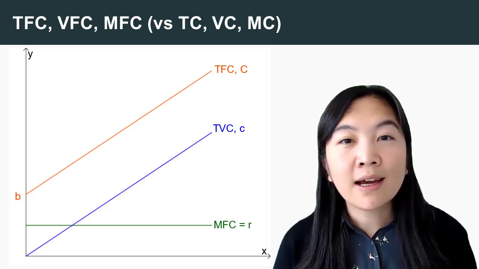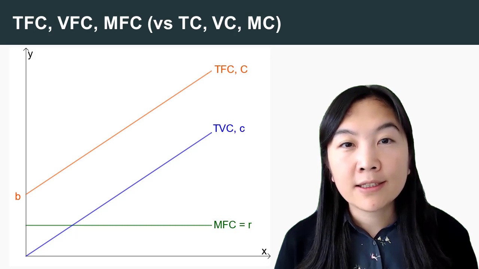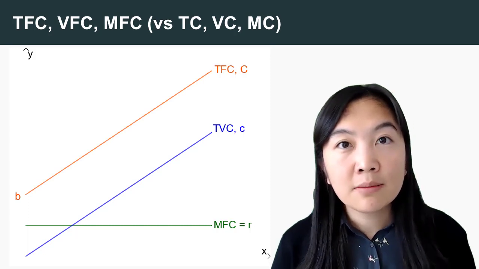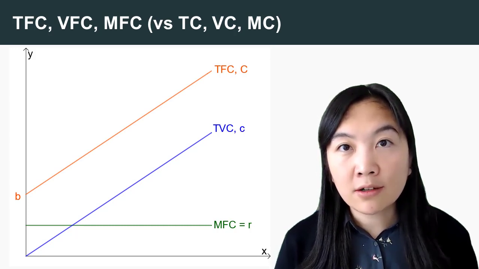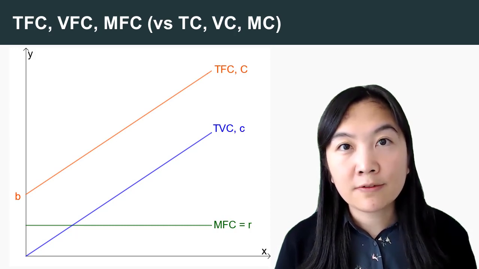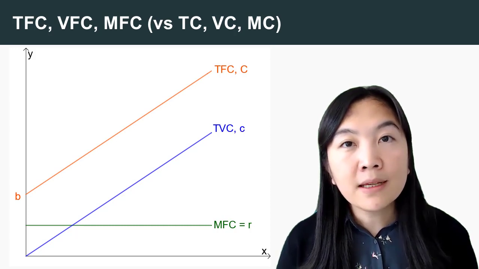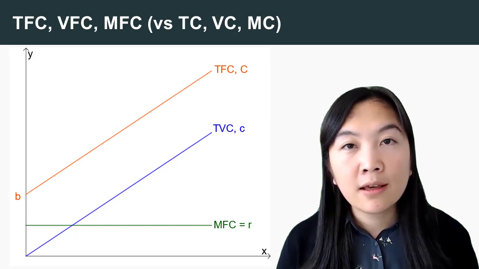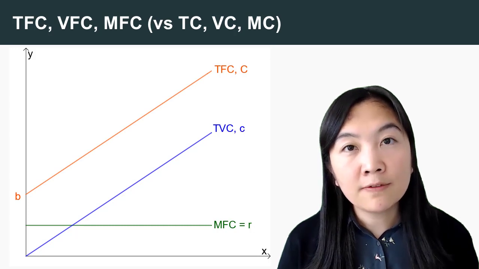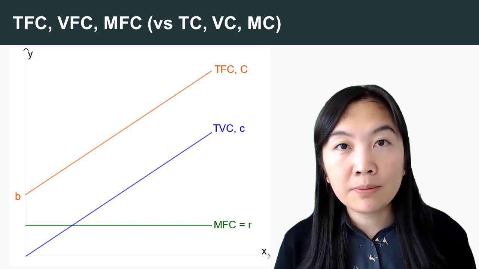We can say that TVC, which is the variable cost, small c, starts from the origin because there's no fixed cost. This is only the variable cost component. So it starts from the origin, and the slope of TVC is the same as the slope of TFC. They are both R, the input price.